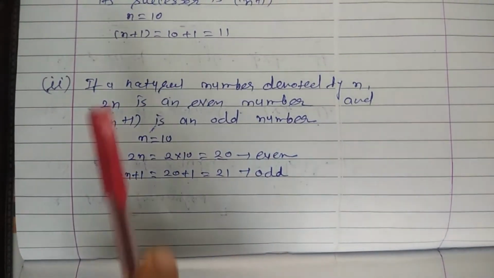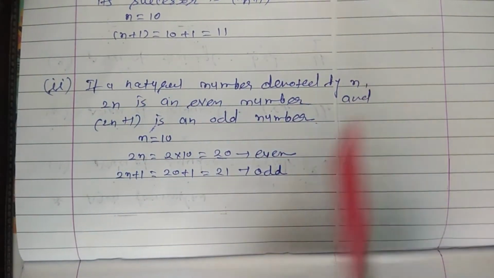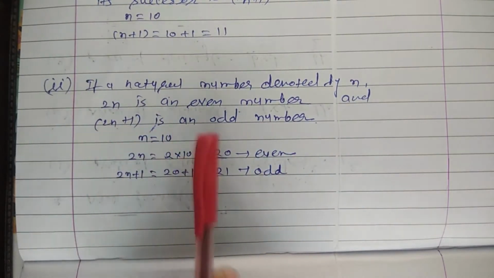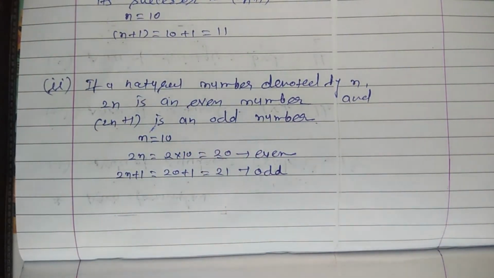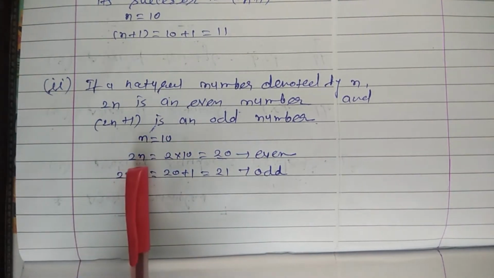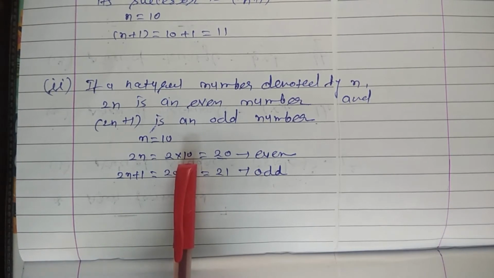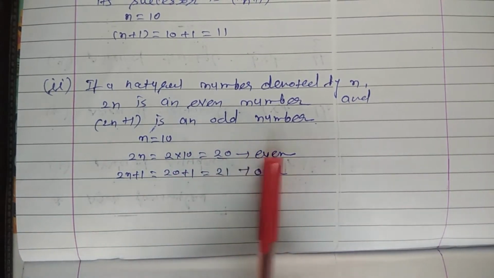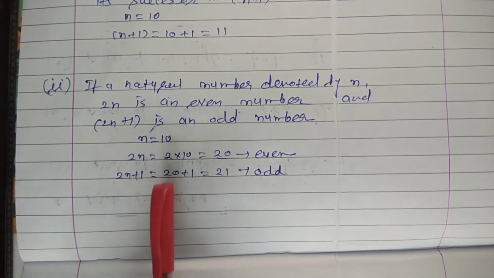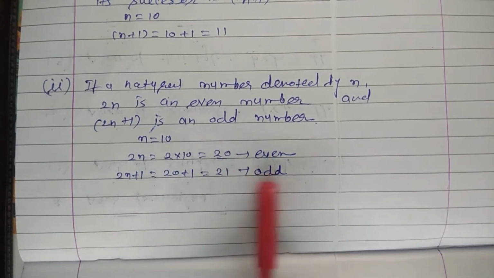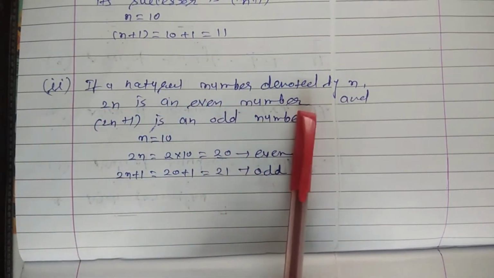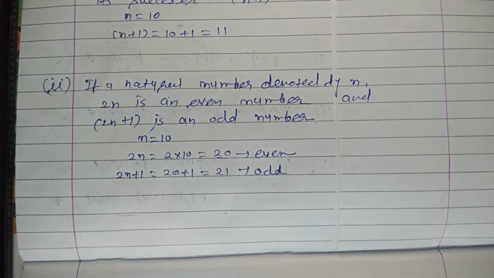Next rule, if a natural number is denoted by n, 2n is an even number and 2n plus 1 is an odd number. We will take one example. If we take n equal to 10, then what is 2n? 2n is equal to 2 multiplied by 10, which is 20, and that is an even number. If we take 2n plus 1, 2n is 20, plus 1, that is 21, which is an odd number. So for any natural number n, 2n is an even number and 2n plus 1 is an odd number.